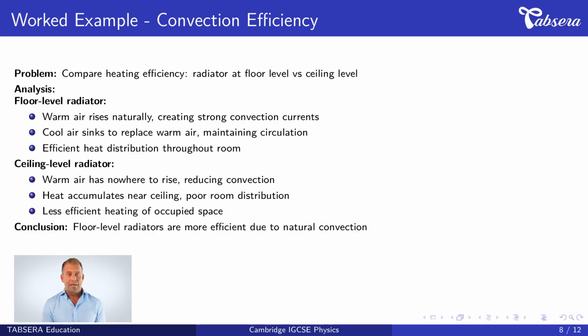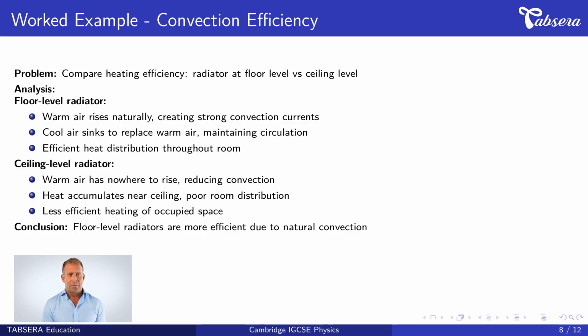This example compares heating efficiency between radiator positions. The problem asks, compare heating efficiency of radiators at floor level versus ceiling level. We analyze both scenarios. Floor-level radiators work efficiently because warm air rises naturally, creating strong convection currents. Cool air sinks to replace the warm air, maintaining continuous circulation. This provides efficient heat distribution throughout the room.